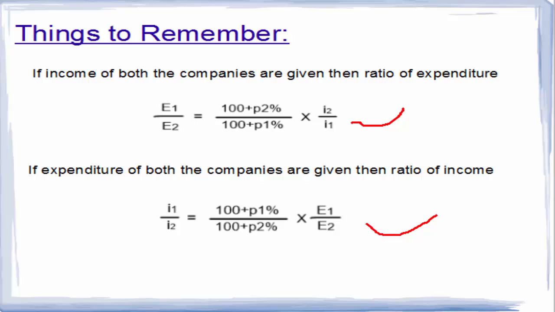In the case of incomes, we will follow the same order, like 1 1 1. So I1 by I2 is equal to (100 plus P1 percent) by (100 plus P2 percent) into E1 by E2. I have taken some previous SBI PO questions to get familiar with this.